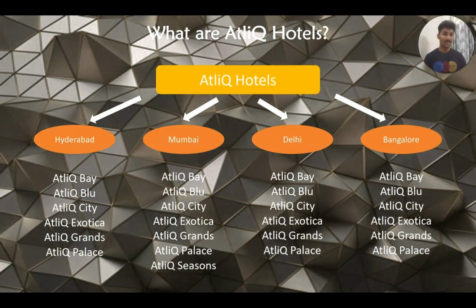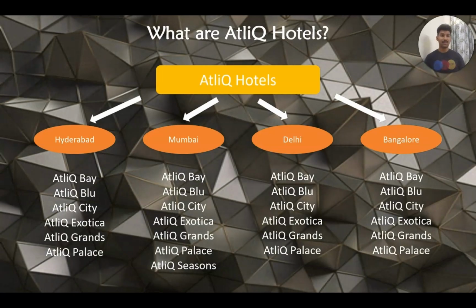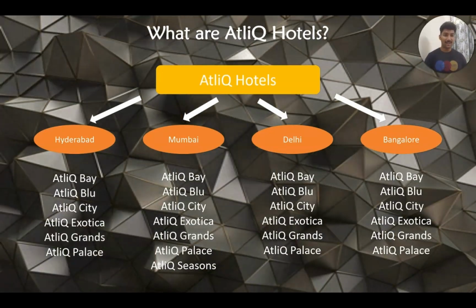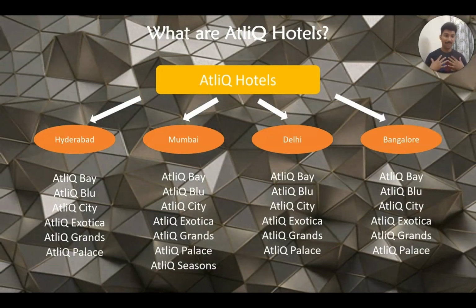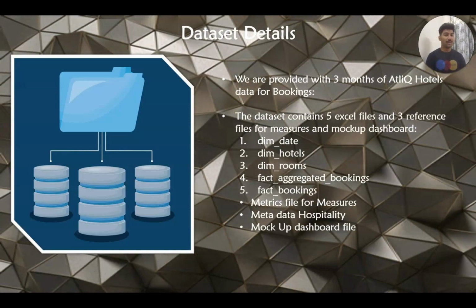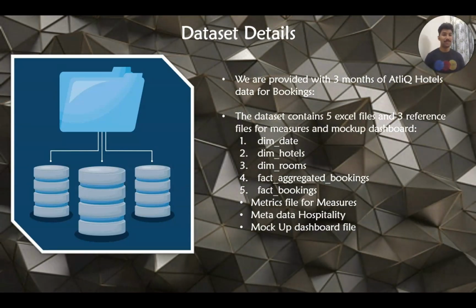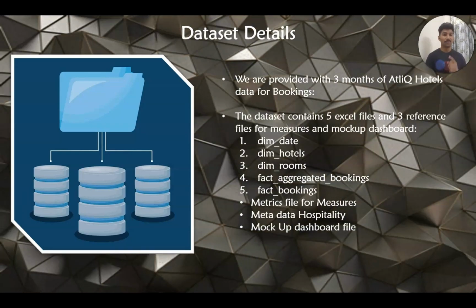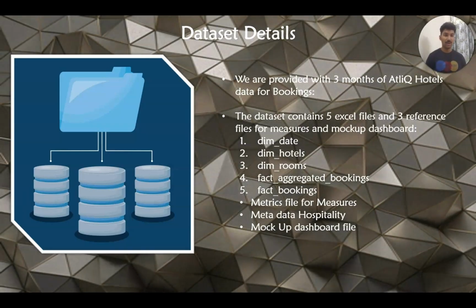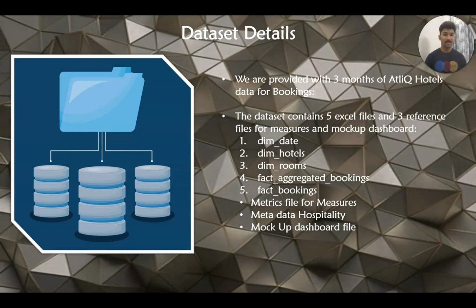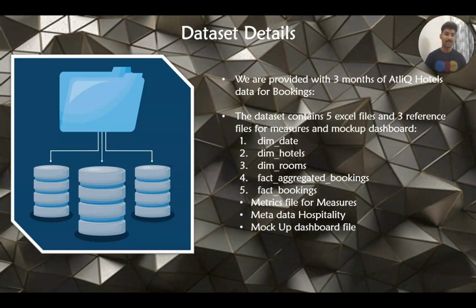Hence, to overcome this and to correct these issues, Atlic Hotels has hired a third party analytical team in which I am playing the role of a data analyst. Here, we are provided with 3 months of Atlic Hotels booking data, for the months of May, June and July. The data set contains 5 Excel files and 3 reference files for measures and dashboard.